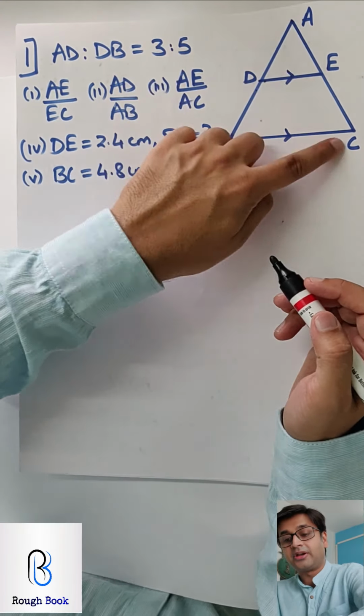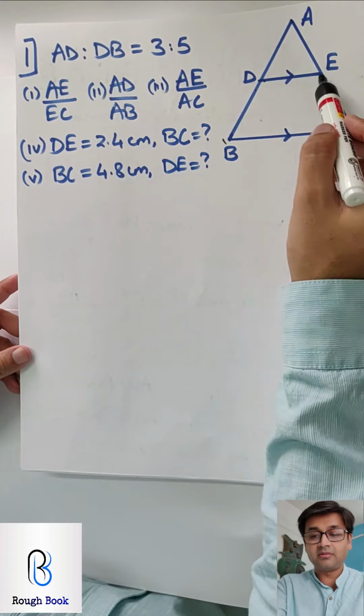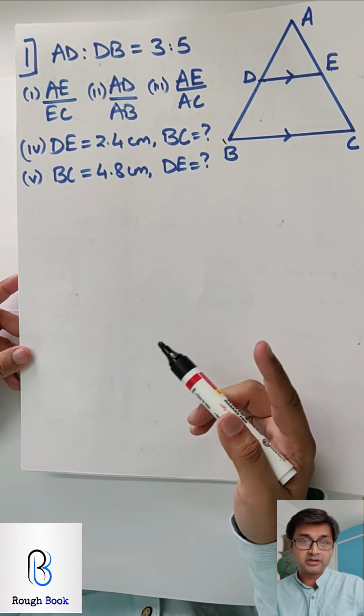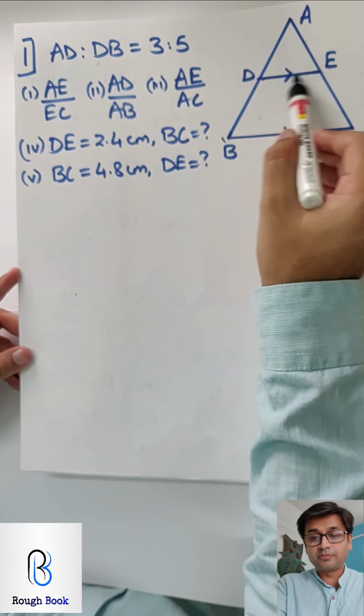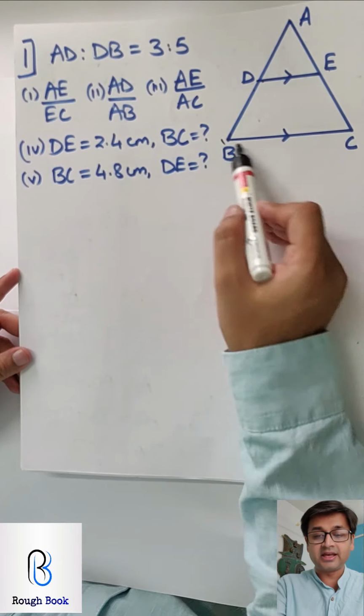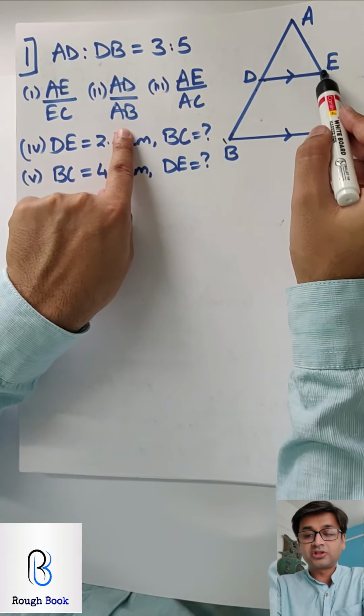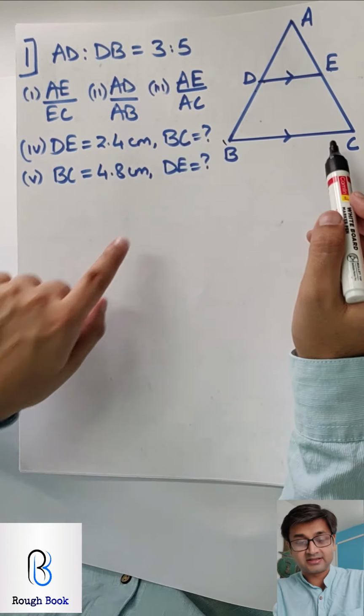What will be AE upon AC? Same thing, 3/5. So AE upon AC will be 3/8. Yeah, again use the X method, or you can prove the two triangles similar, ADE and ABC. Say AD upon AB equals AE upon AC by CSST and get this.